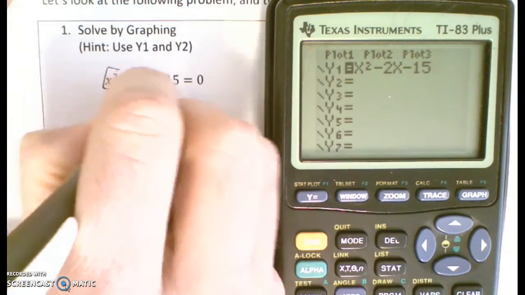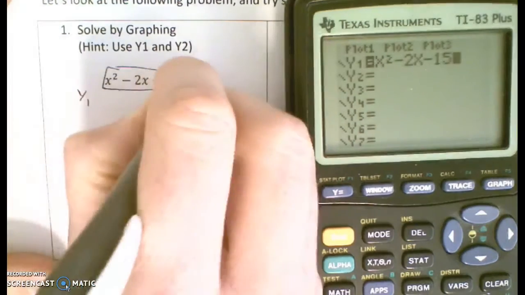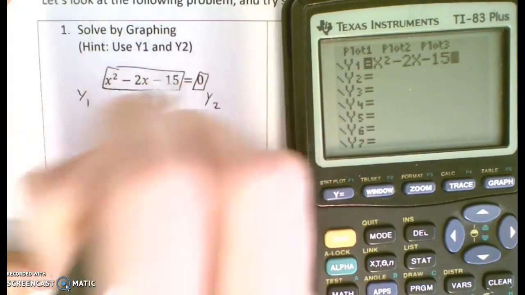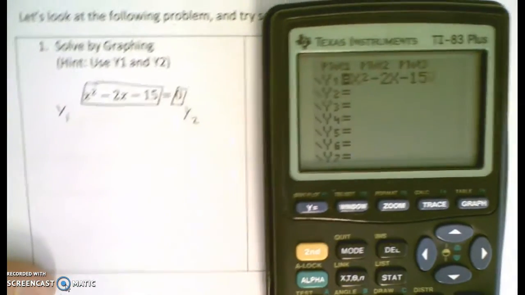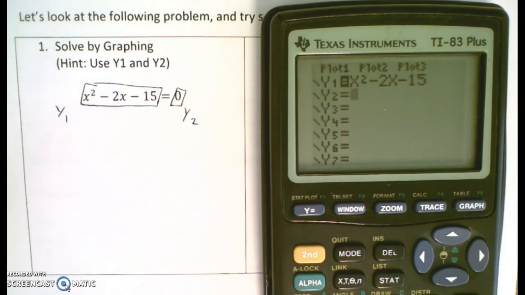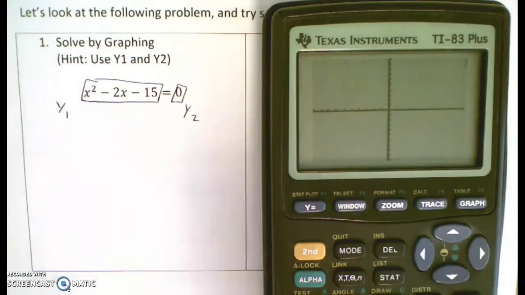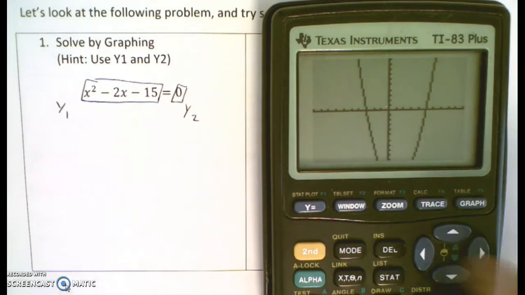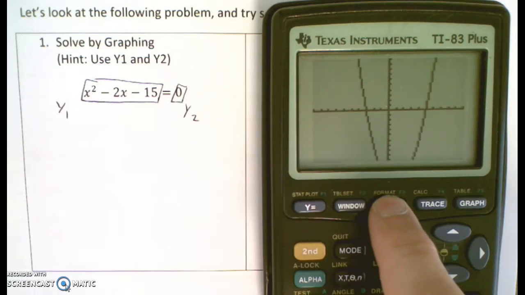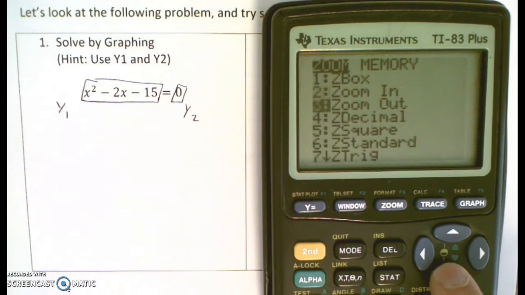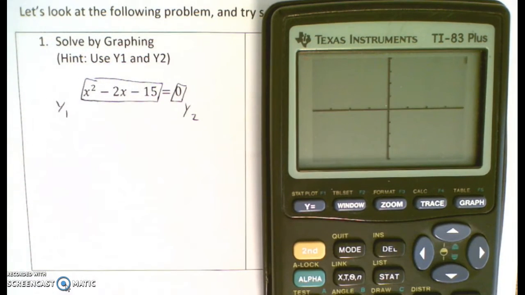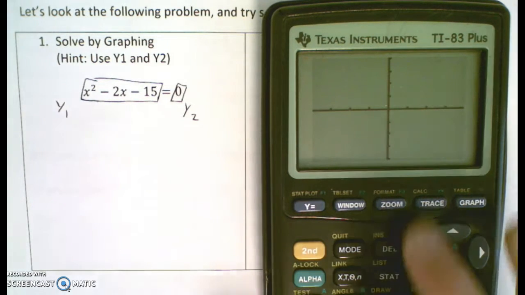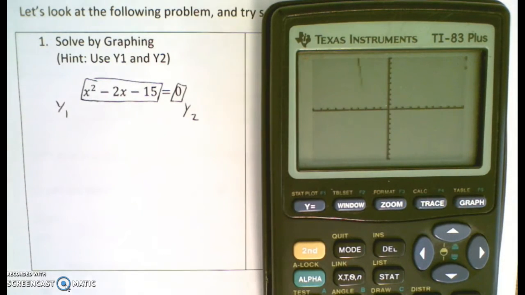That wound up being y1, and then y2 was the other value. So in this case, y2 is going to be 0. And then we hit graph. So for this graph, if you're not seeing it on your calculator, remember you can hit zoom, and then you go down to number 6, standard. I think I hit number 7 by mistake.